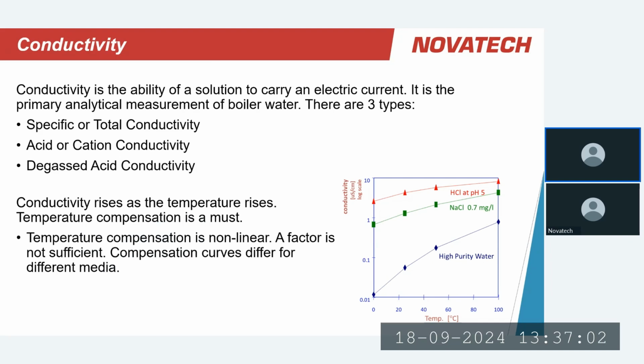It's important to know that conductivity rises as temperature rises. So obviously temperature compensation is a must. All of the conductivity sensors that are commercially available for this type of analysis incorporate a temperature sensing element as well. So that shouldn't be an issue.